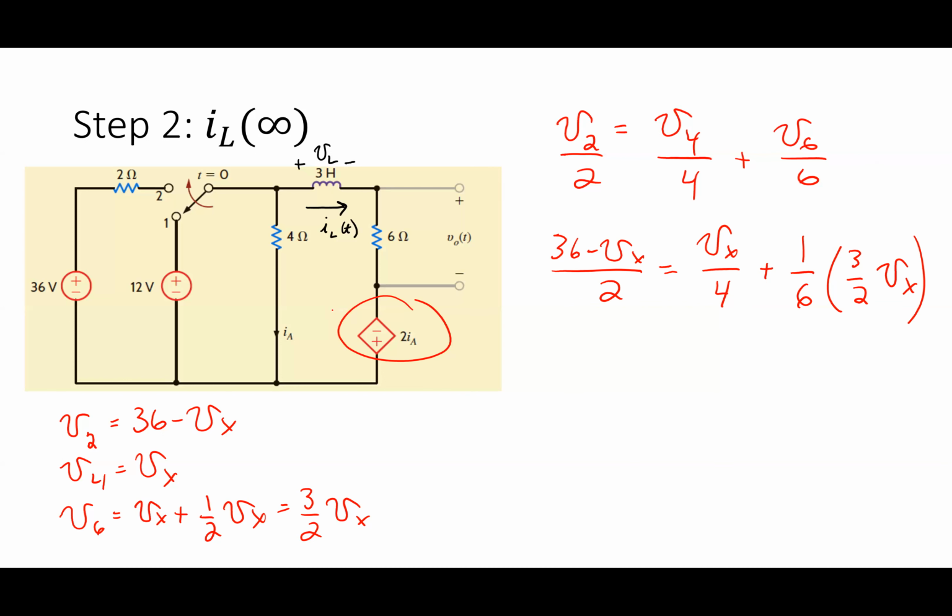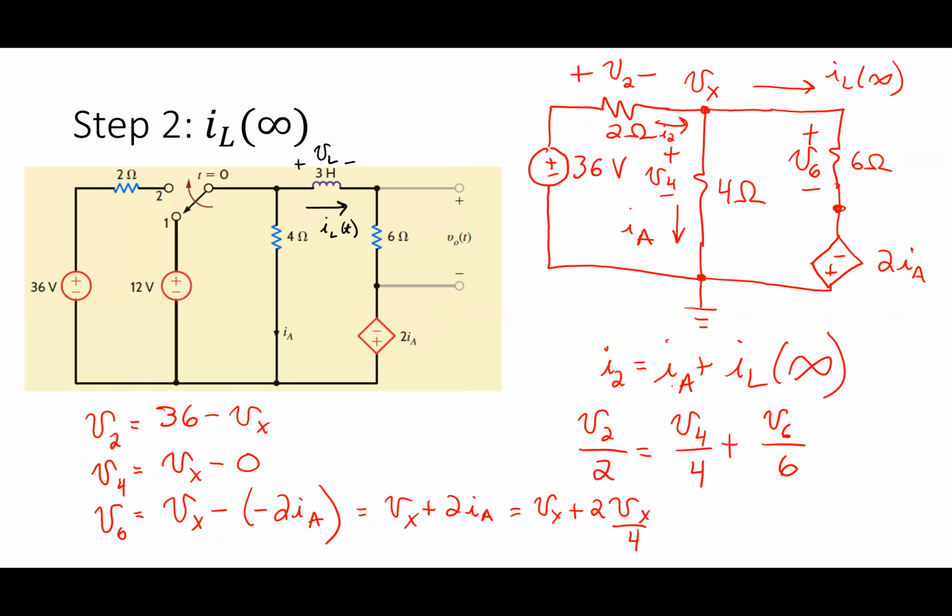All right, so we would solve that to figure out what Vx is. And once we have Vx, I guess what I would do is I would say, well, then I have to figure out what IL of infinity actually is. Well, how would I figure out what IL of infinity actually is once I know what Vx is? I do what? Do you find the voltage across IL?